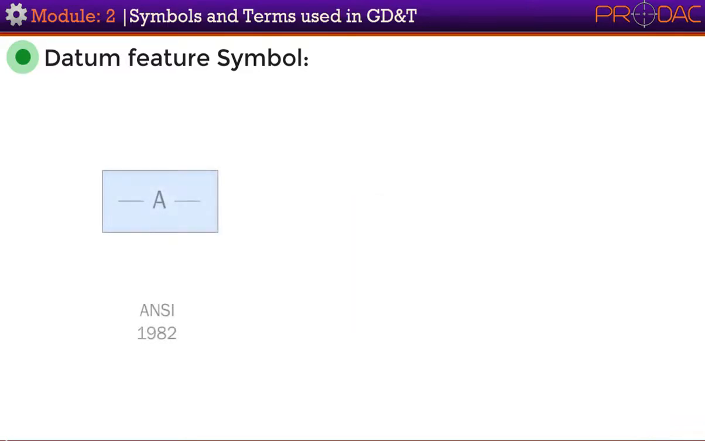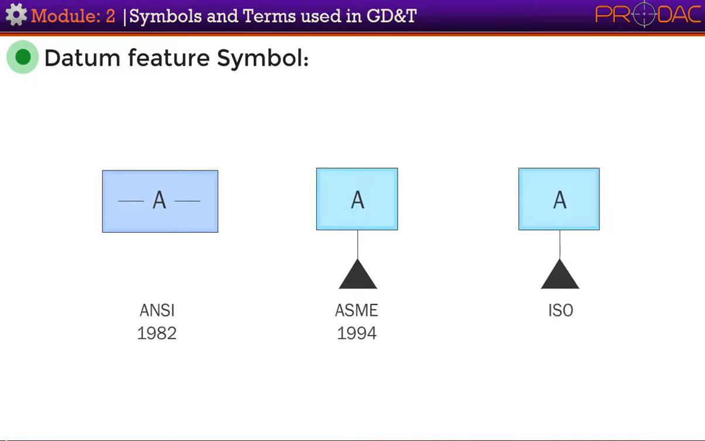First is ANSI. Here the letter is enclosed in a box and two horizontal lines are drawn on either side of the letter. Second standard is ASME 1994, where a rectangle is attached to a line and a triangle on the bottom. This triangle could be filled or just outlined without filling. Third standard is the ISO standard, which has a similar representation for datum feature.